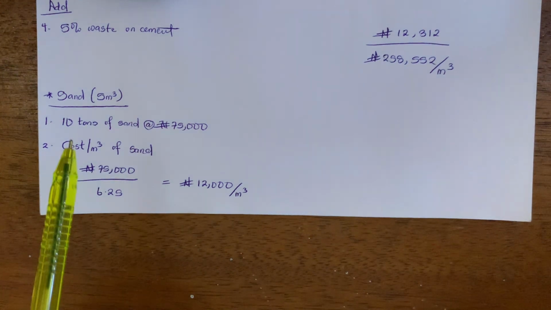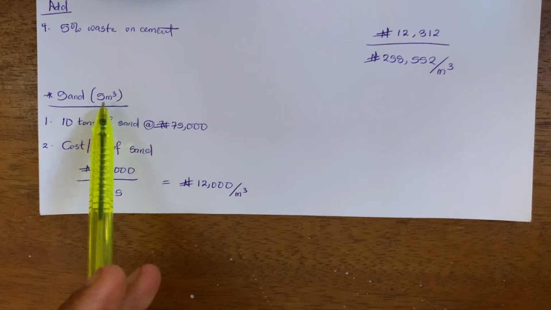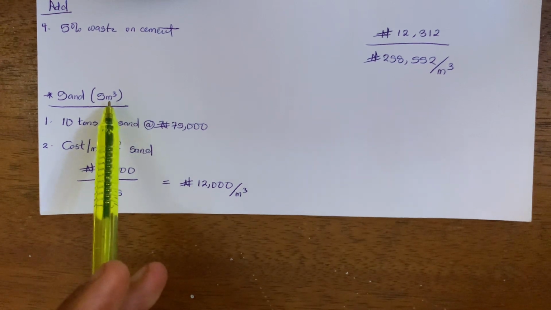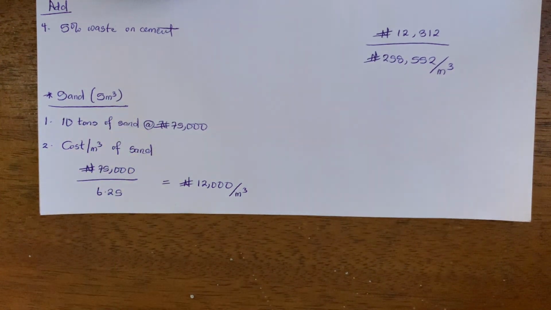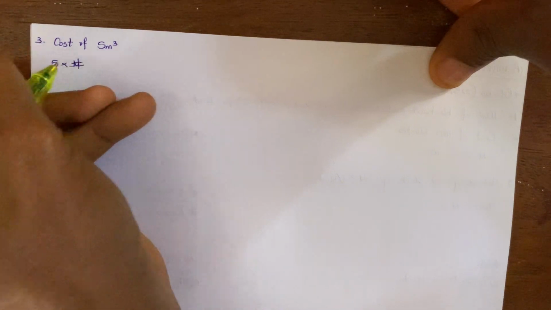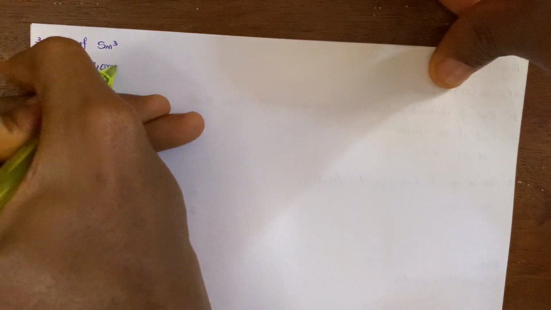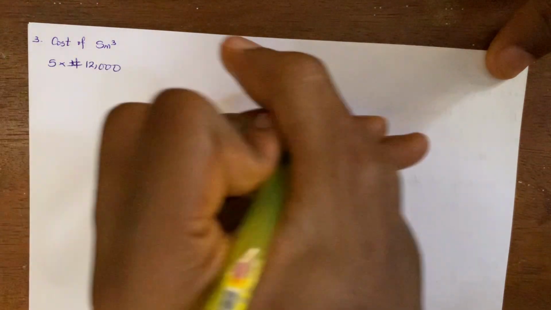So in our bill of quantity, they say that the mix is 1:5. So it means that we're going to be looking for the cost for 5 meter cube of sand that we're going to be needing to attain our mix ratio. So we can now say the cost of 5 meter cube of sand will become 5 multiplied by 12,000 naira, and that is going to be equal to 60,000 naira.